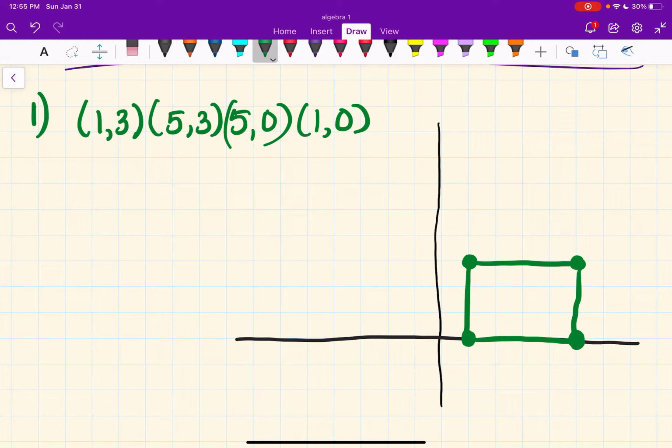Now let's do the inverses. Well, if we're doing the inverse of an ordered pair, we just switch the order. So the first one will be (3, 1). The next one will be (3, 5). We're just switching the order. (0, 5), and (0, 1). That's how we figure out the inverse.